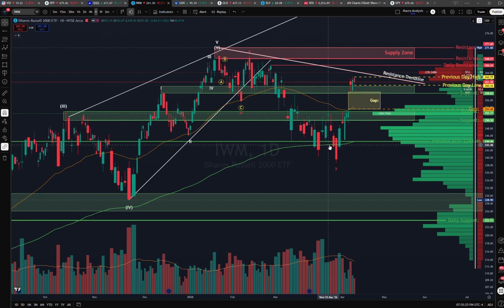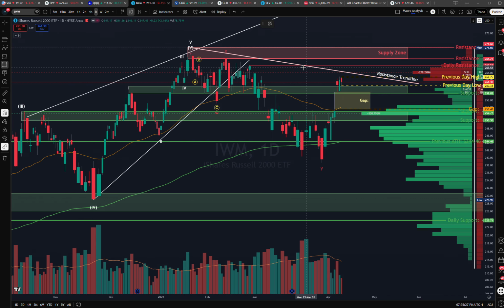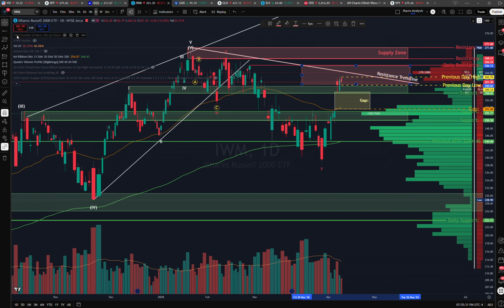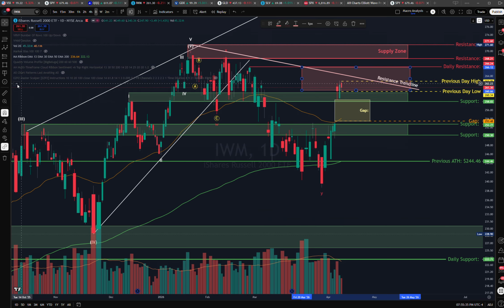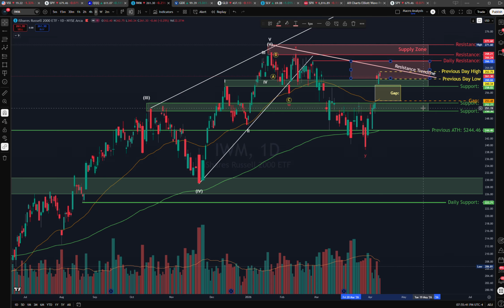As you can see, this level here, this is where a lot of distribution took place. So absolutely not a level I want to go long. Absolutely not. This is where I want to see some sort of reaction to fill these gaps at the bottom here, maybe retest this level here.